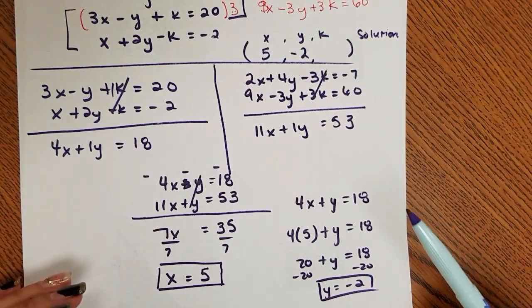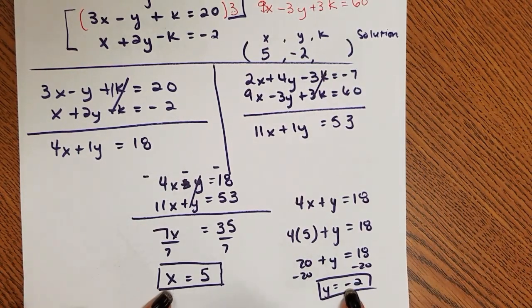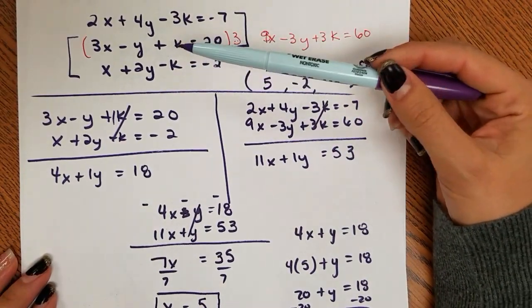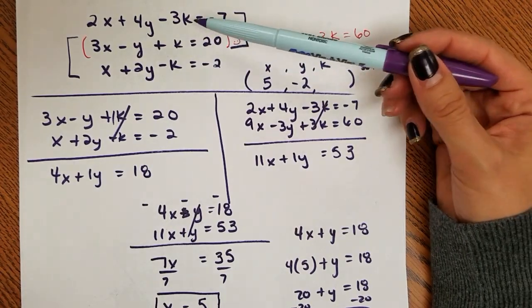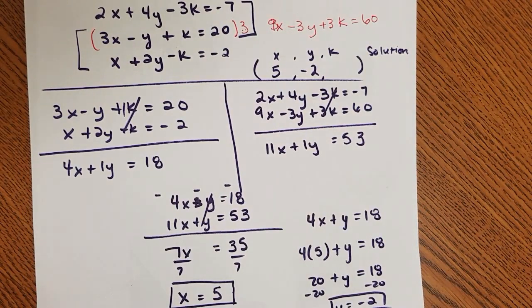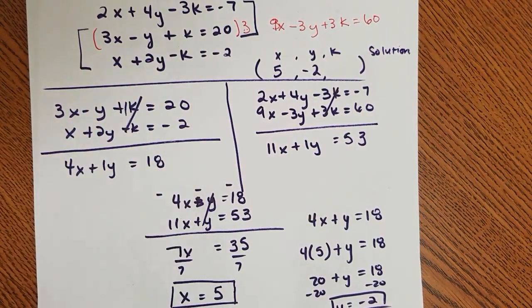So now I'm almost done. The hard part is over. Now what I can do is take these two values and plug them into one of the original equations to solve for my remaining variable, which is k. So I'm just going to pick the first one. Actually, I'll probably pick this one because it's a little bit easier.